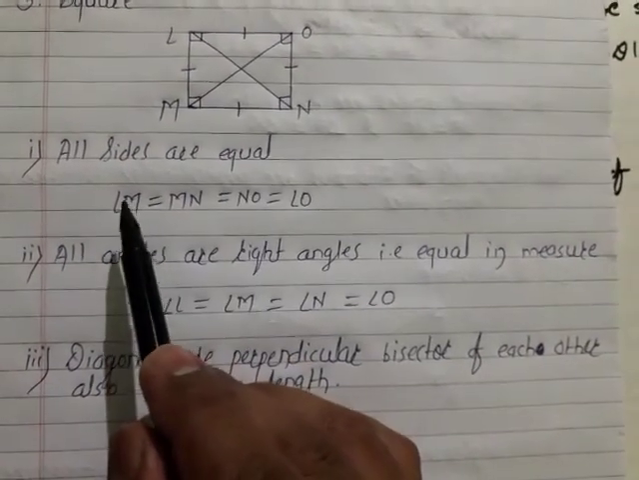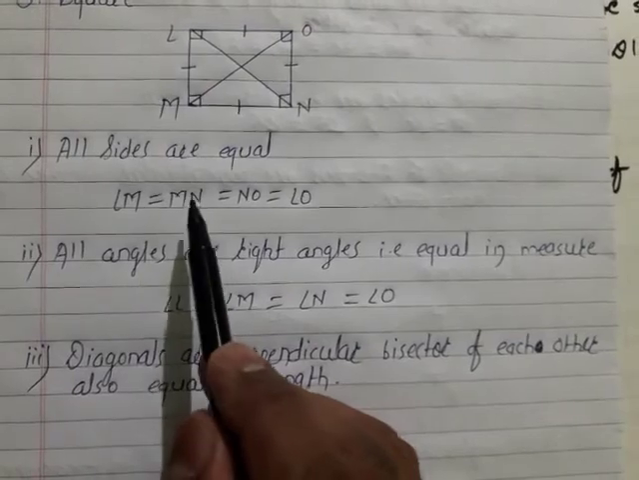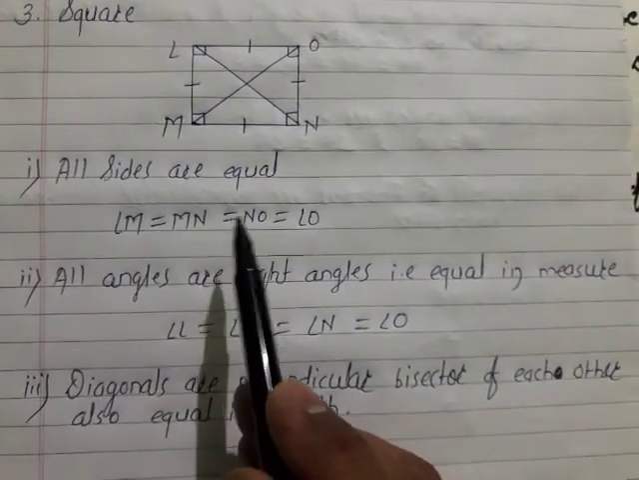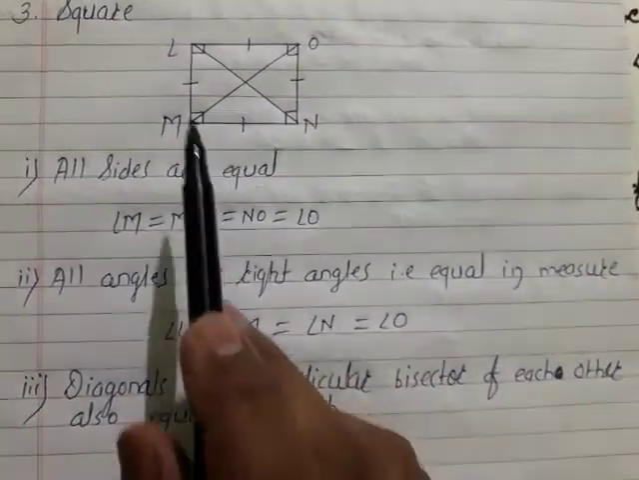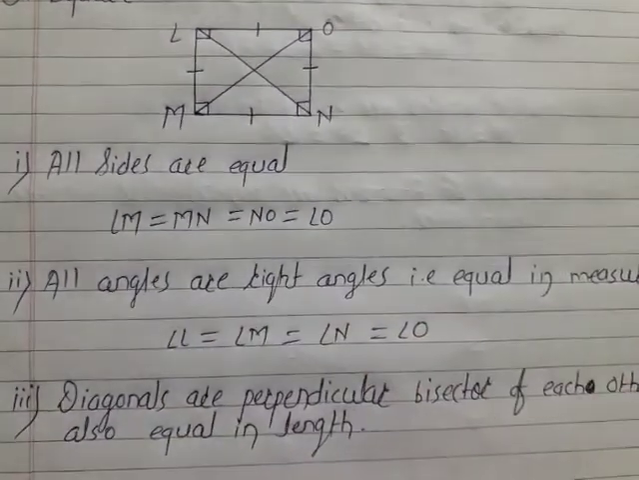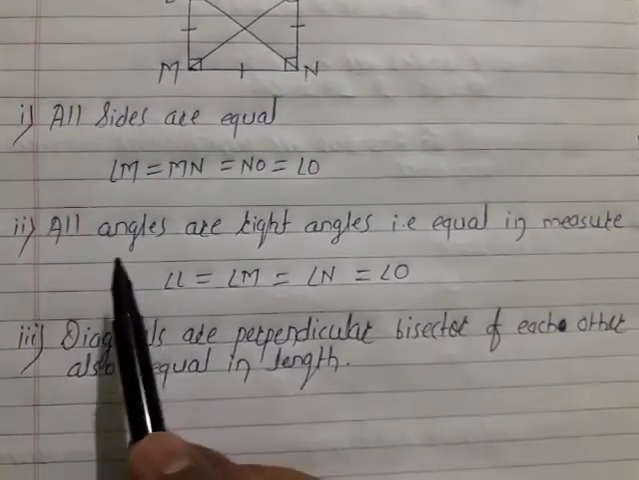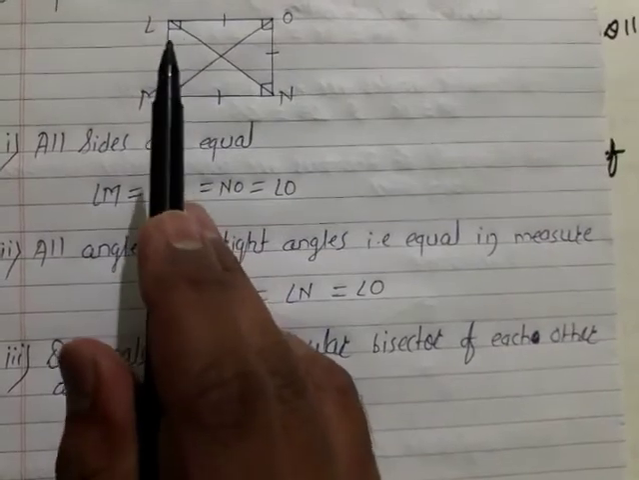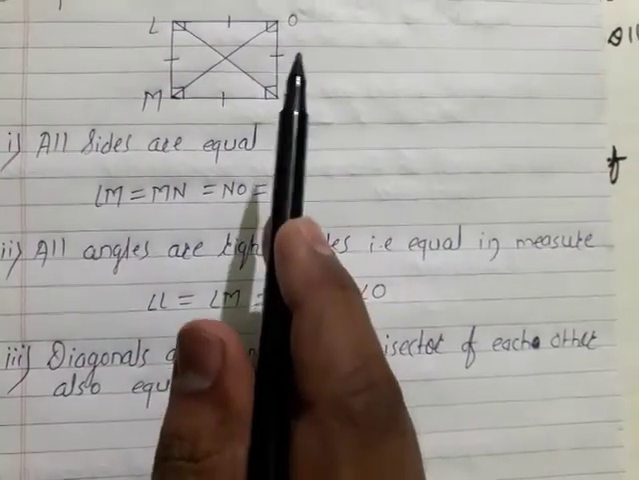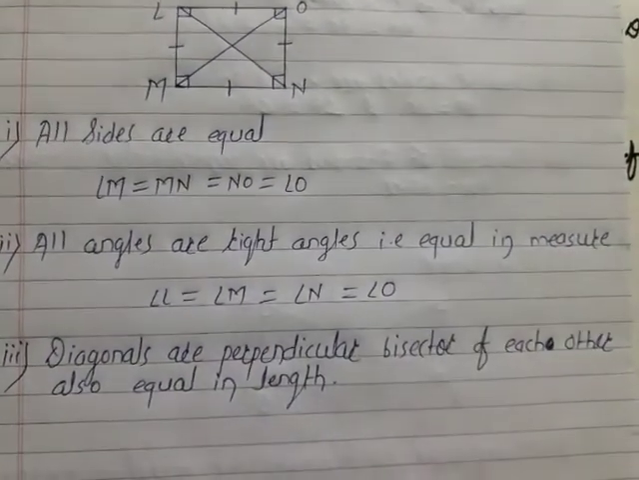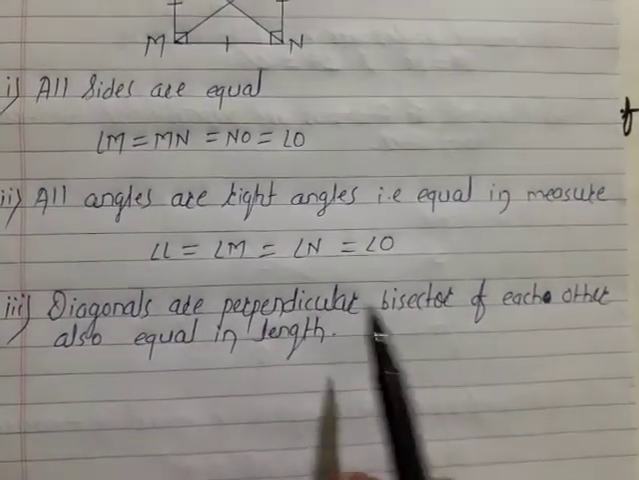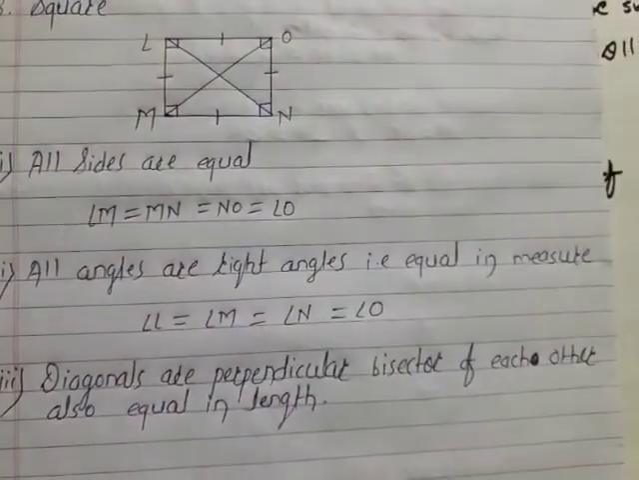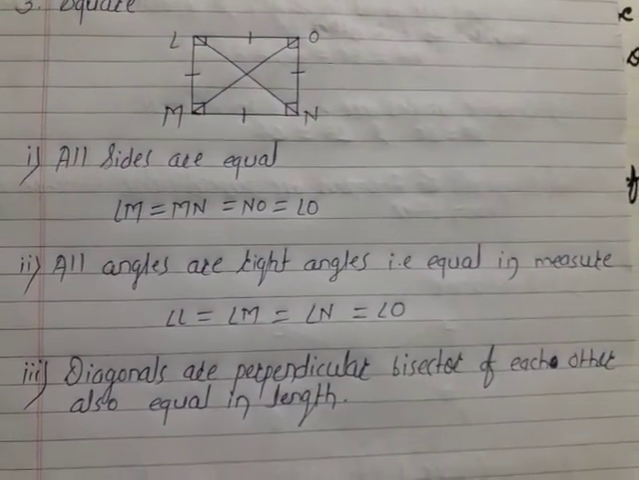Here LM is equal to, it is not angle M, it is LM is equal to, first point is all sides are equal. LM is equal to MN is equal to NO is equal to LO. All sides are equal in length. Second, all angles are right angles, that is equal in measure. All angles are right angles means angle L is equal to M is equal to N is equal to O, that is equal to 90 degrees. And diagonals are perpendicular bisectors of each other and equal in length. इसके भी diagonal equal in length में होते हैं और perpendicular bisector of each other होते हैं.